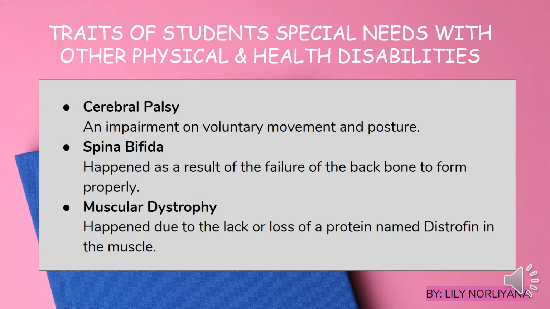Second, spina bifida happens as a result of the failure of the backbone to form properly, causing a bump to be formed on the backbone. Lastly, muscular dystrophy happens due to the lack or loss of a protein named dystrophin in the muscle. This protein is responsible for ensuring the muscle is working properly.